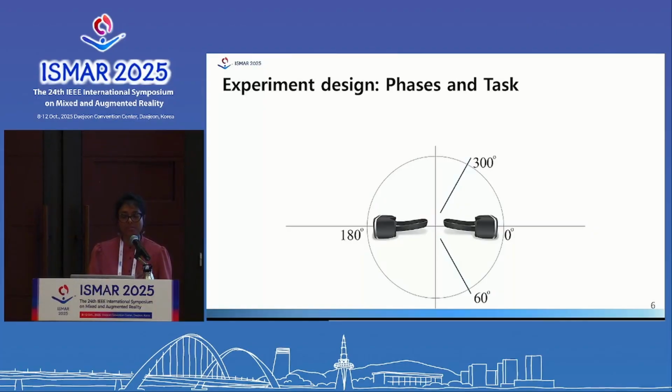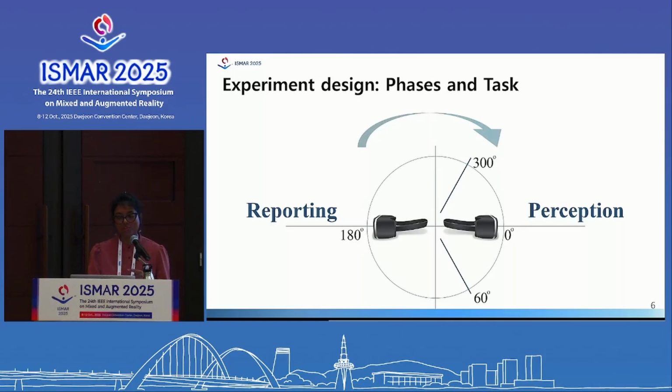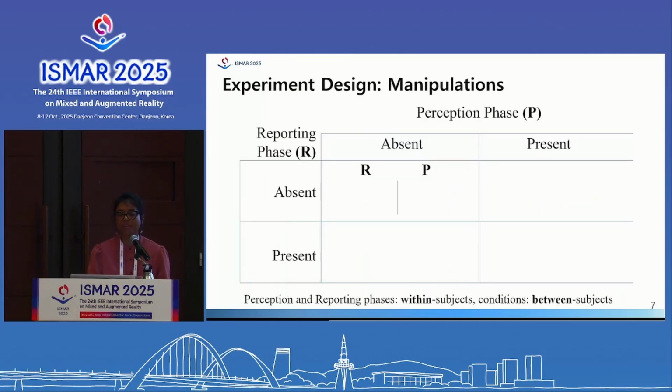From a second person's view, perception was set up on the left and opposite to it was the reporting on the right. After perceiving the graspable object, the participant rotated to their left to report the perceived size. They rotated to their right to perceive the next graspable object. Perception and reporting phases were within subjects, and the condition combinations were between subjects.